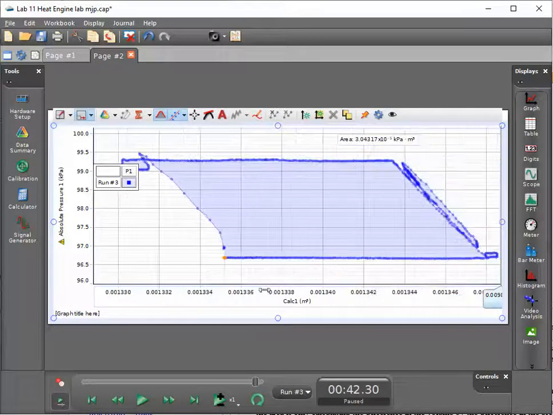So once I've done that, now my area for inside my heat engine cycle is going to be much more accurate.